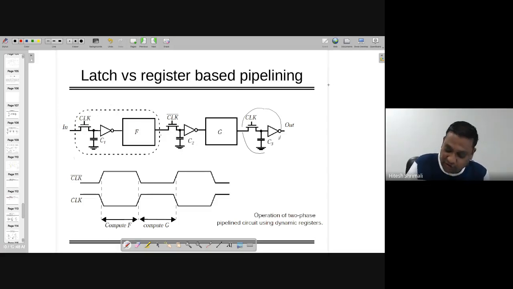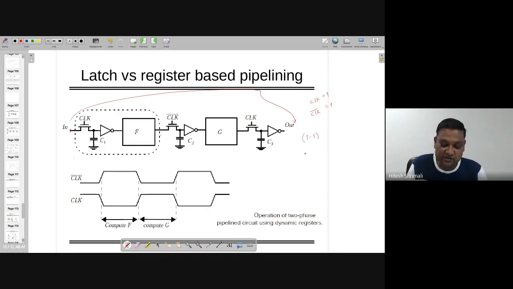But the main crux of the story is, if there is a clock skew or there is a direct path going from in to out, meaning if clock and clock bar both are equal to 1, meaning 1-1 overlap, 0-0 does not make sense. However, if you are using the transmission gate, in both the cases, 0-0 and 1-1 overlap, it creates a problem, right? So in that case, one simple thing is to use non-overlapping clocks.